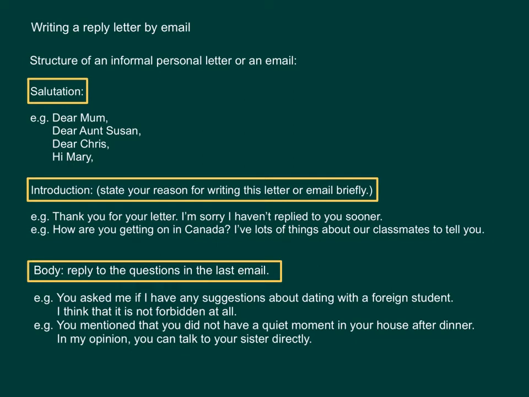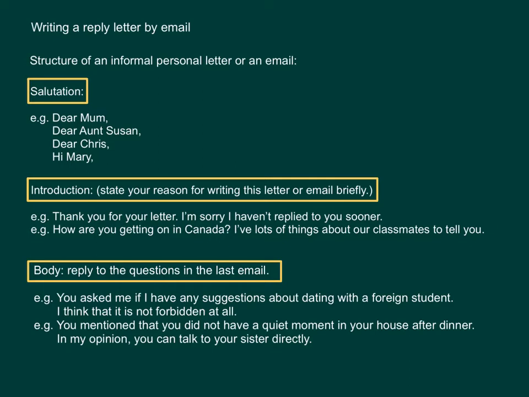Introduction. State your reason for writing this letter or email briefly. For example, thank you for your letter. I'm sorry I haven't replied to you sooner. Or, how are you getting on in Canada? I've lots of things about our classmates to tell you.